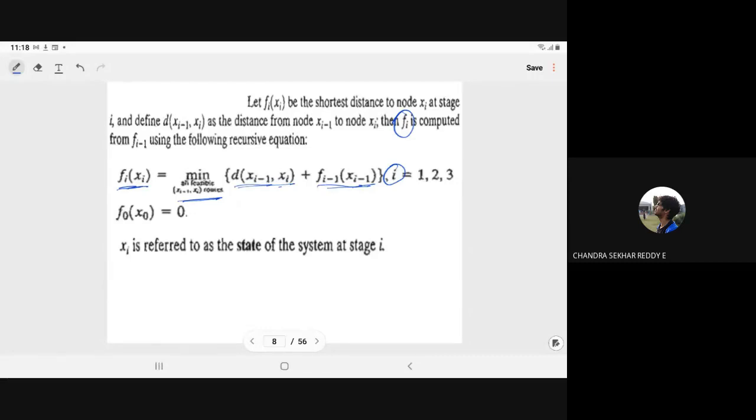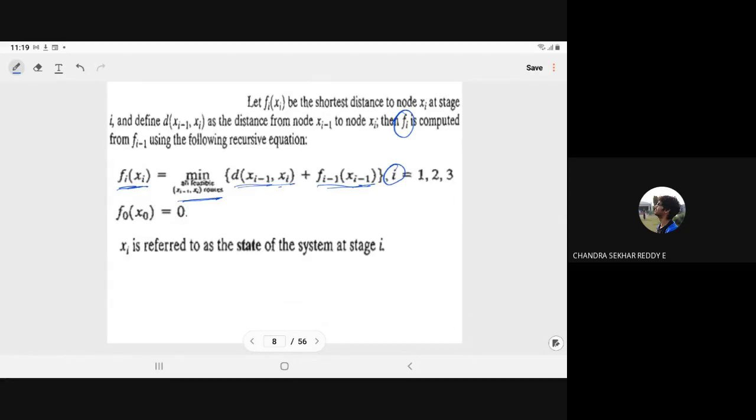for node 5, f2(5) is equal to the minimum over i equal to 2, 3, 4, because from node 2, node 3, node 4, we have to take the distance from 2 to 5, 3 to 5, 4 to 5, plus the optimal value at 2, 3, 4 respectively. And always we take f0 because it is a recursive formula. So always we have to initiate from a particular value. So here we take f0 as 0.